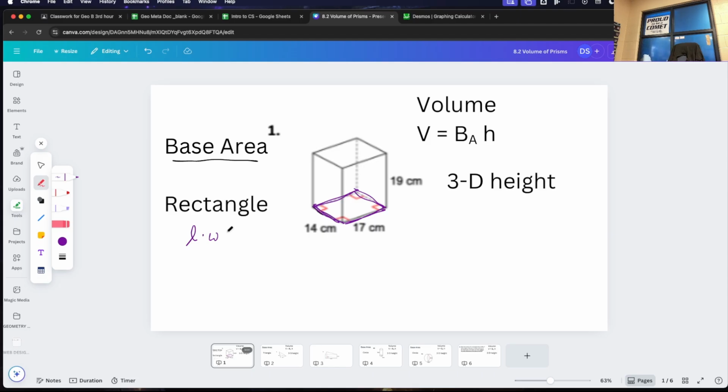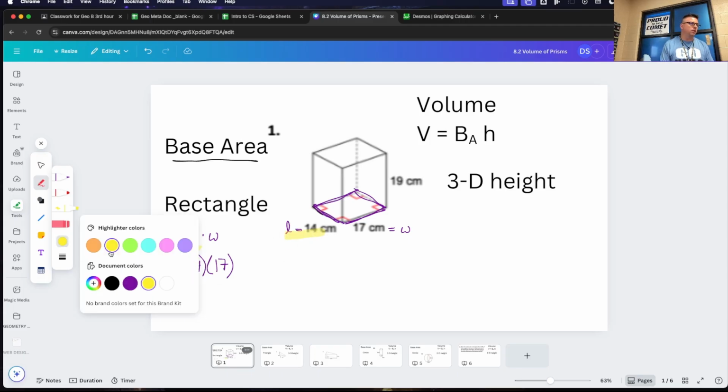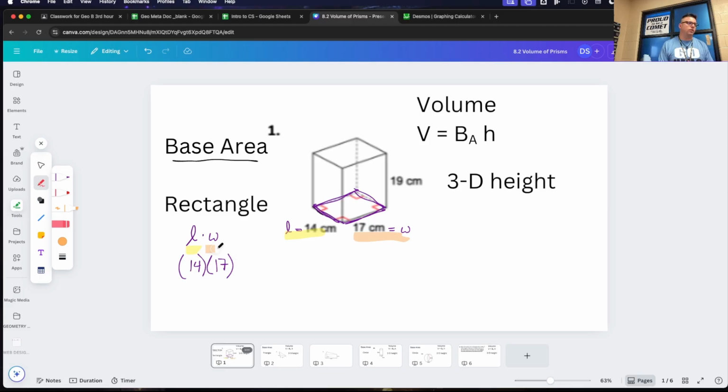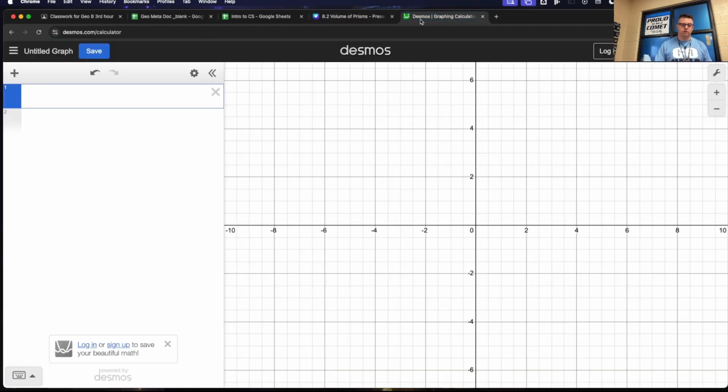So we are going to do length times width. We talked about this yesterday. It does not matter, 2 times 3, 3 times 2. It doesn't matter either way. We're going to get the same answer. So I'm going to make the length 14 and the width 17. So I'm going to plug in 14 and 17 for our length and our width.